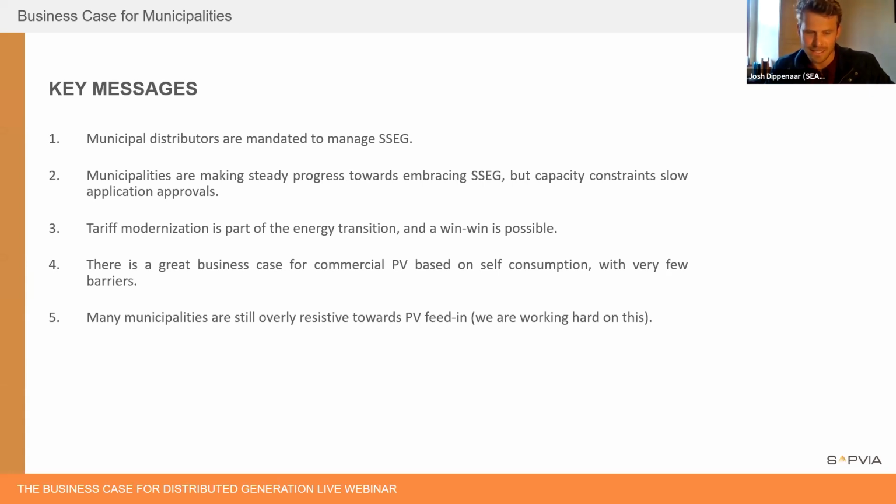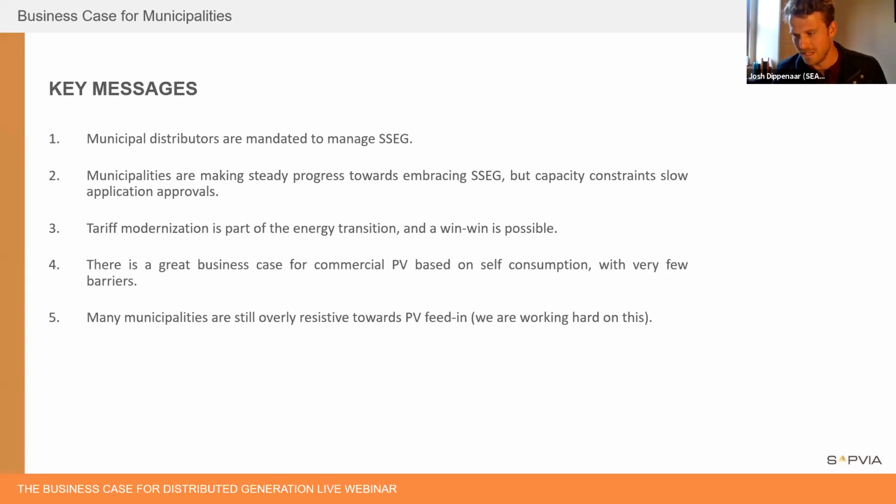So that's really great. I think the fifth point is where the challenge lies, and that's around the resistance towards PV feed-in. Many municipalities don't quite have their heads wrapped around the concept of feeding into the grid and selling it on, and the whole bidirectional flow of electrons in the distribution grid is still an area of resistance. And so I think that's an exciting way forward, and hopefully more business cases can be built on feeding into the grid.